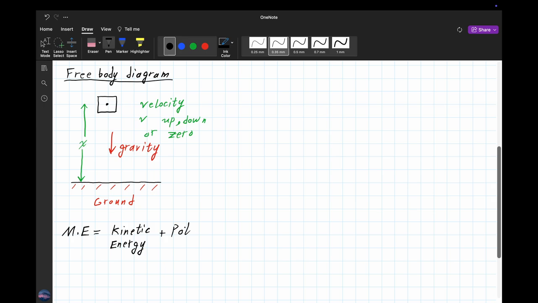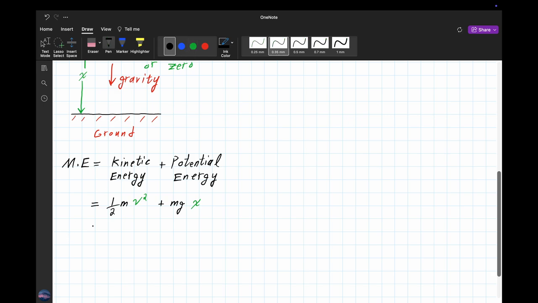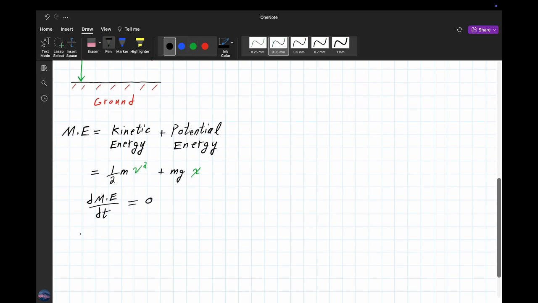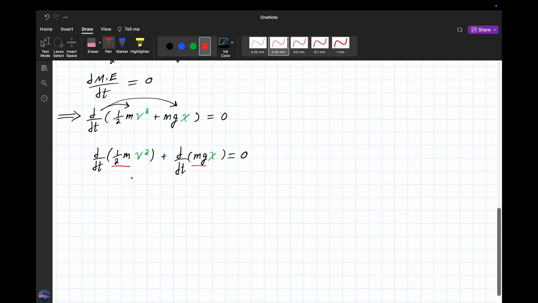Now the mechanical energy of a system is equal to the sum of its kinetic and potential energy. And the kinetic energy of the system is equal to half mv squared, while the potential energy is equal to mgx. Now we're going to use the fact that the derivative of mechanical energy with respect to time is equal to 0. And then we're going to use the fact that the derivative is a linear operator, so we can distribute the derivative on the two different terms. So we'll have one that is the kinetic energy and the other term is the potential energy. We can also realize that the half m and the mg are constants, and they can therefore be taken out of the derivative.